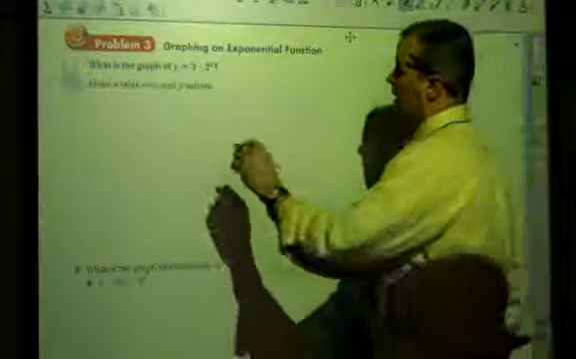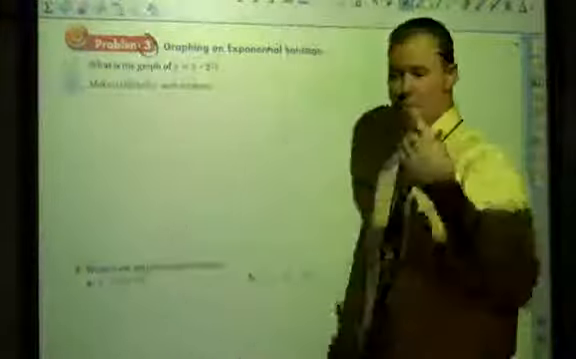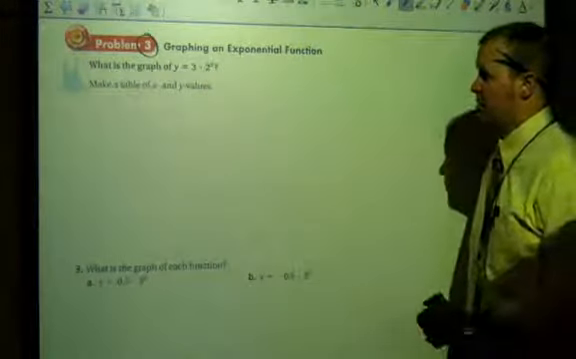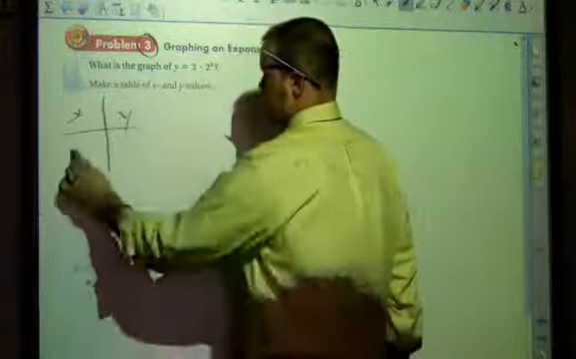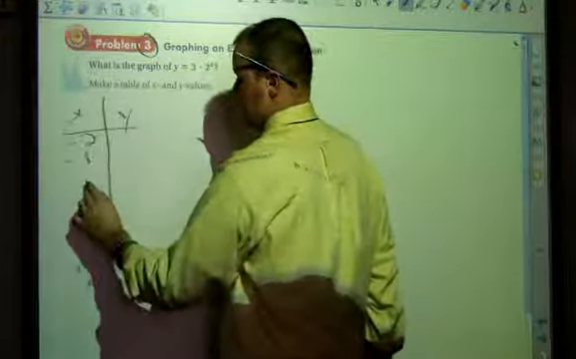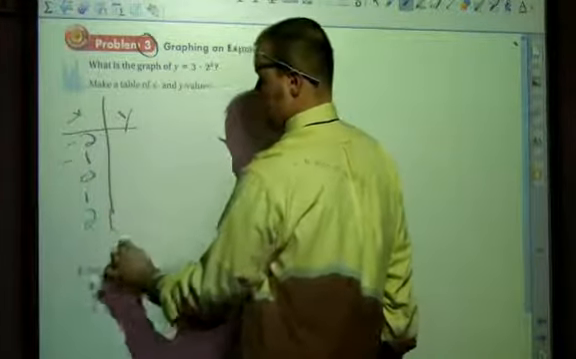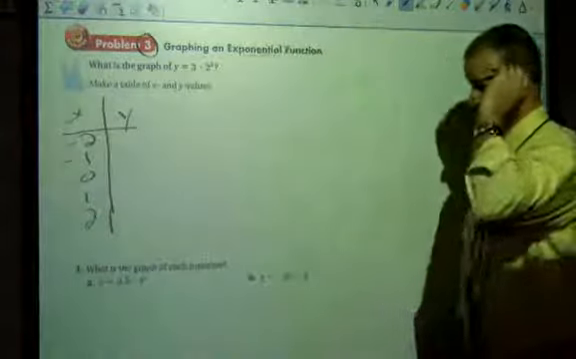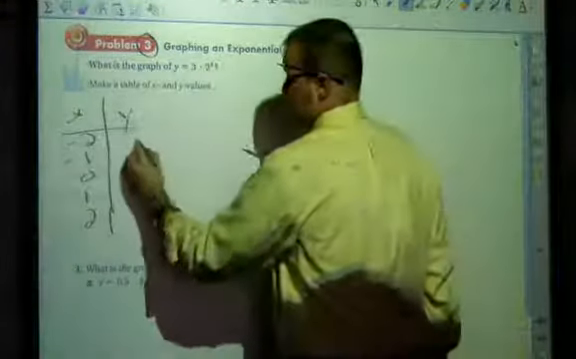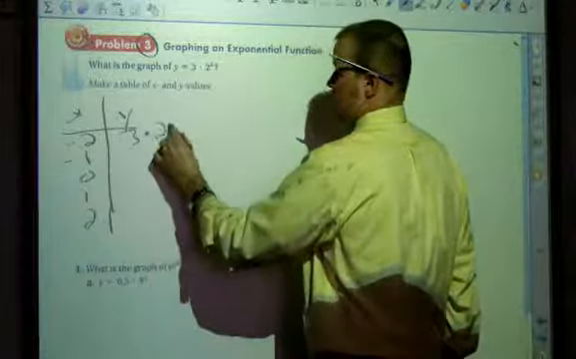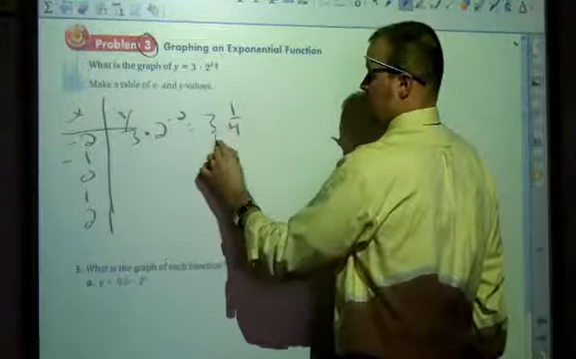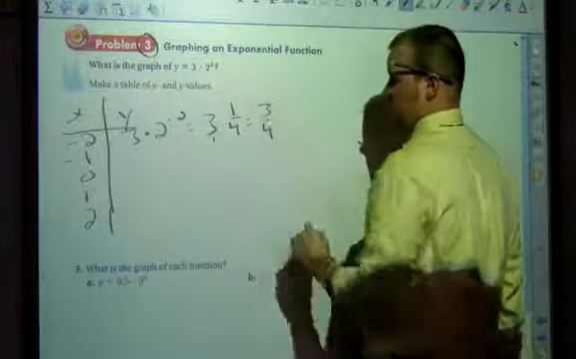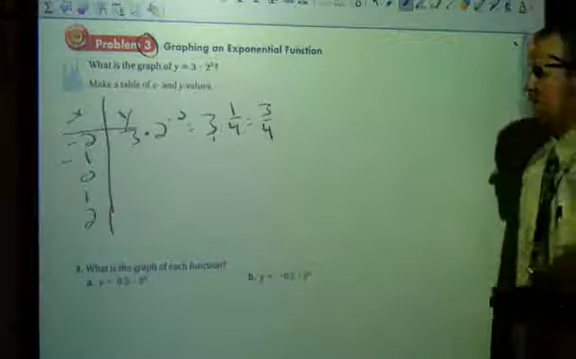The next thing, or the third idea today, is we want to be able to graph our exponential functions. So we're going to make a table of x and y values. And since we're not really sure, let's use -2, -1, 0, 1, 2, and plug those things in. If we plug in -2, this is going to be 3 times 2 to the -2. So that's 3 times 1/4. So that's 3/4.